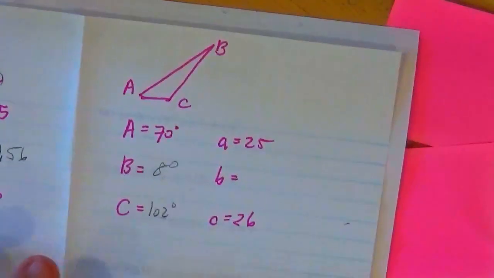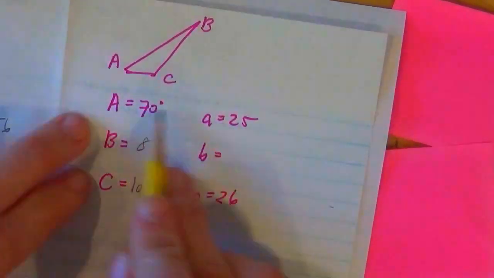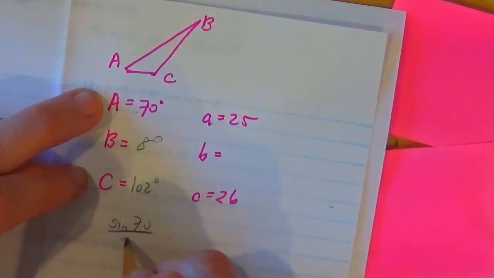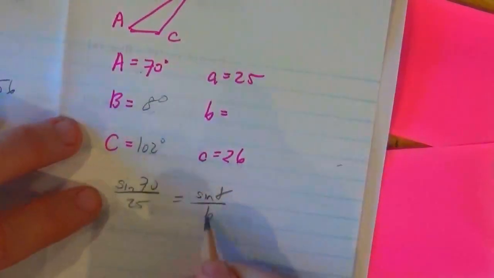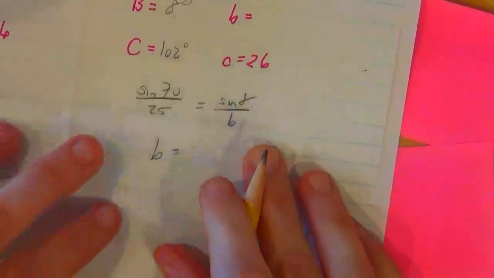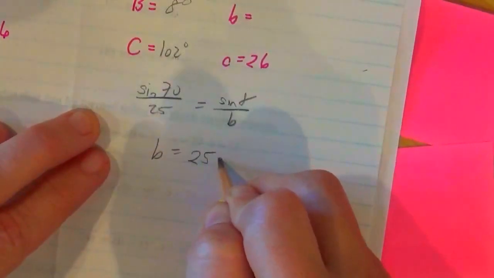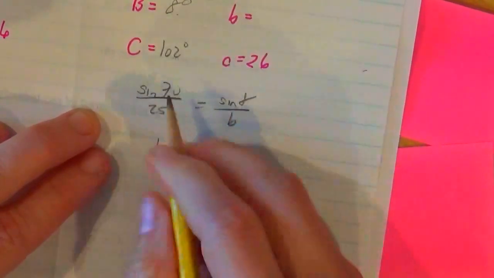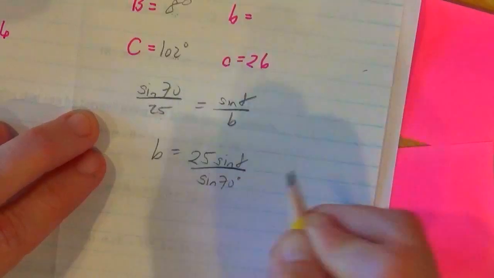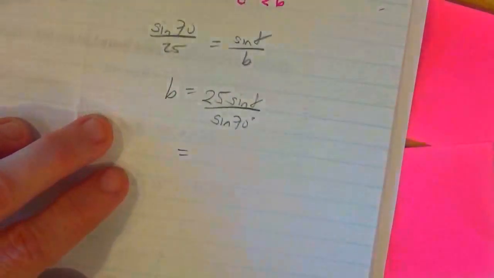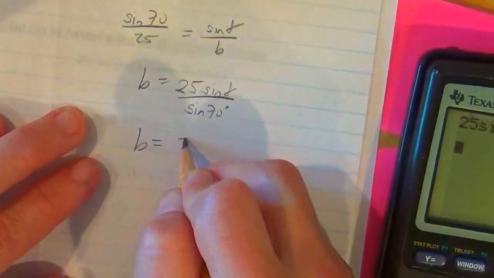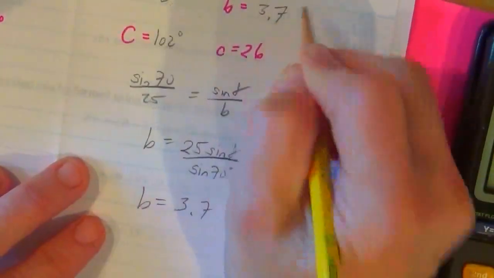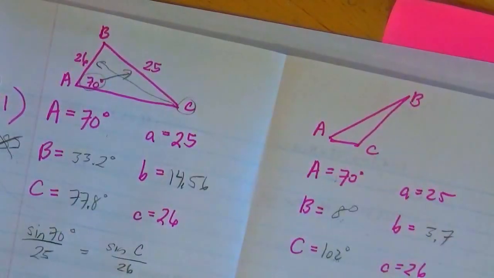Check. Then you go over to this triangle, and we'll do sine of 70 over 25 equals sine of 8 over that b. And so b will end up equaling 25 sine 8 over sine of 70. Punch that in. 25 sine 8 divided by sine 70, and you get b, in this case, is about 3.7. So we've got our two answers. Let's see if they agree.